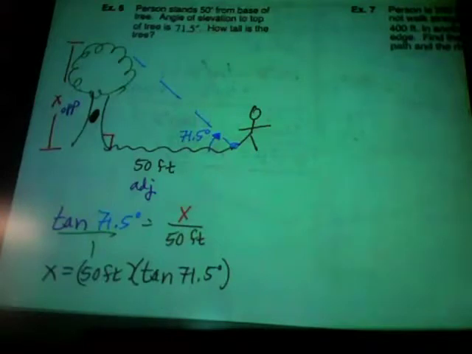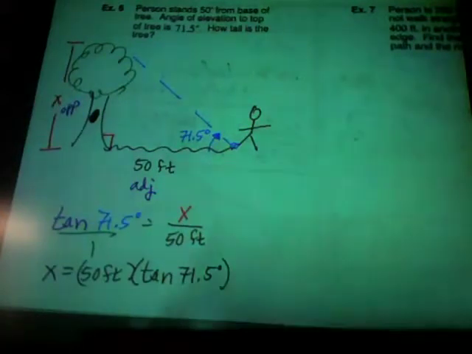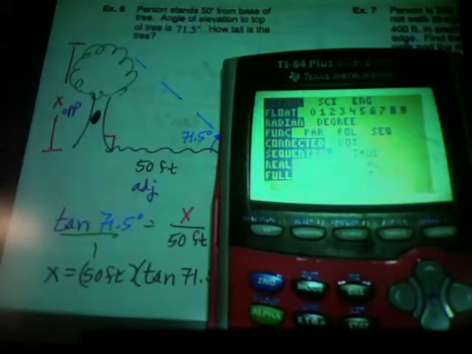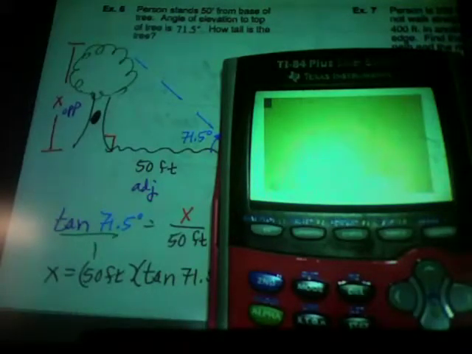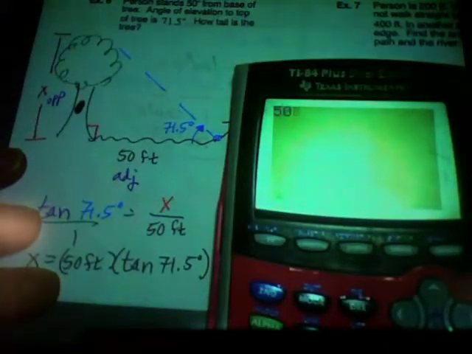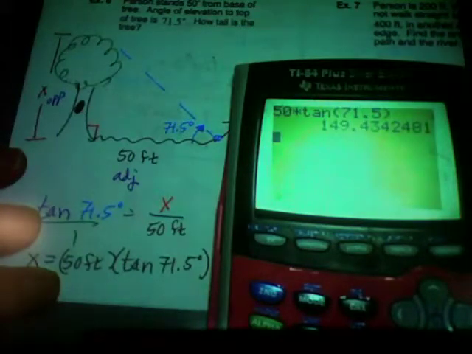Now, Caitlin, ask your question. What are we putting into the calculator, degrees or radians? So what should your calculator be in? Degrees. So do double check your mode. So go to mode and make sure, see I'm in radians, so I want to make sure that I scroll over to degrees and make sure you hit enter, and then that's the only thing highlighted. So then go to second quit, and now we can plug this in exactly as it looks minus the feet into your calculator. So 50 times the tangent of 71.5 equals.